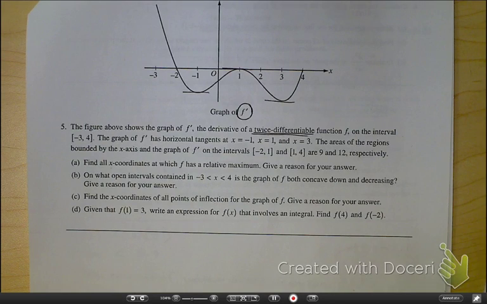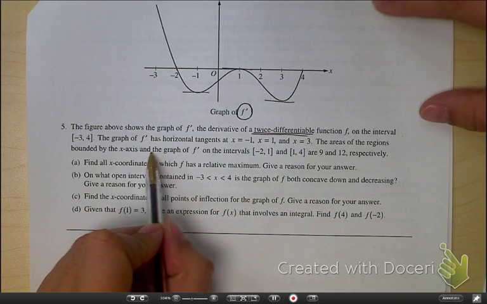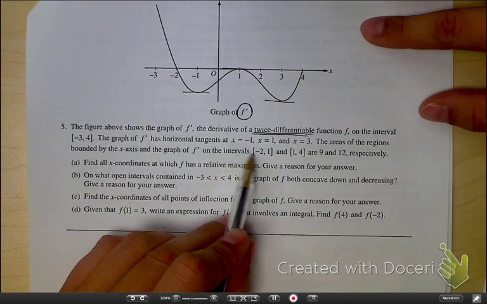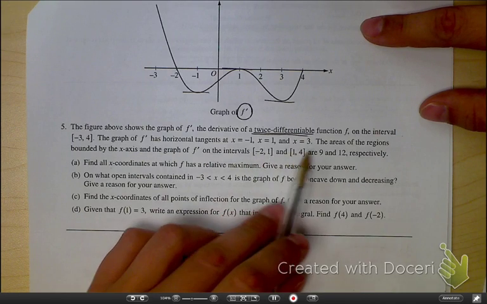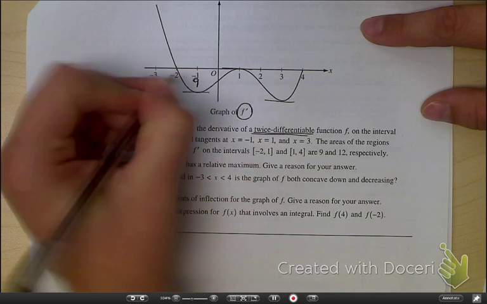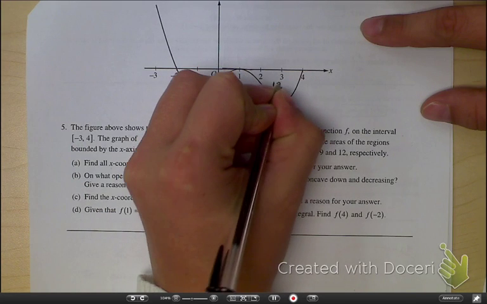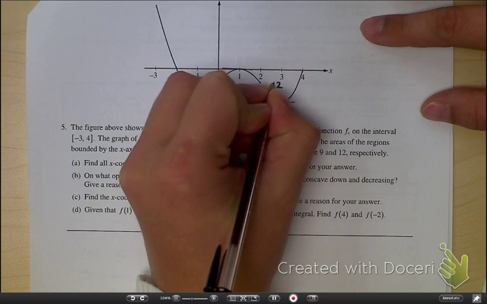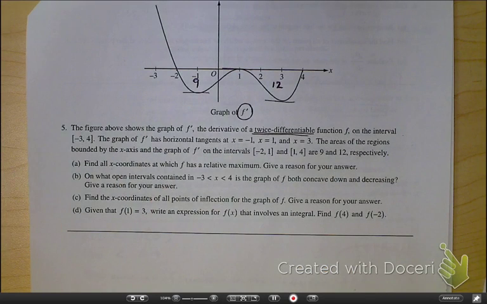It says the areas of the regions bounded by the x-axis and the graph of f prime on the intervals from -2 to 1 and from 1 to 4 are 9 and 12 respectively. So the area of this region is 9 and the area of this region is 12. Now, we won't be able to do anything with that yet because, again, that has to do with the integral, which we're going to talk about second semester. However, for right now, it's just a nice thing to label them as such.